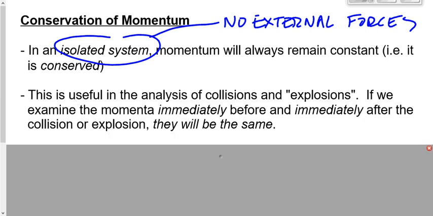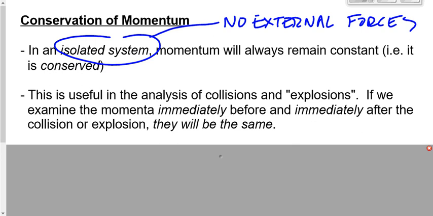Now, when are we going to use this? We're going to use this when we're analyzing a collision or an explosion. Collision, I think, is pretty self-explanatory. Two things bang into each other, collide. An explosion, I have that in quotation marks because it could literally be an explosion, right? A bomb explodes into pieces, or a rocket that NASA didn't design properly explodes into pieces.